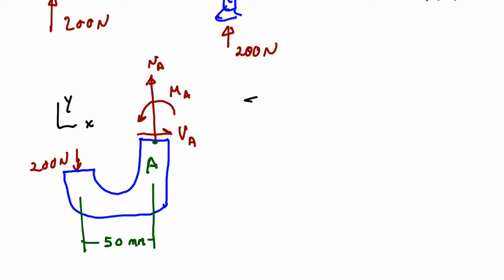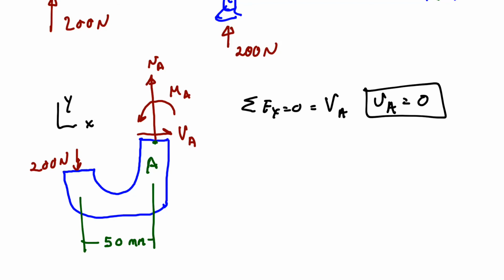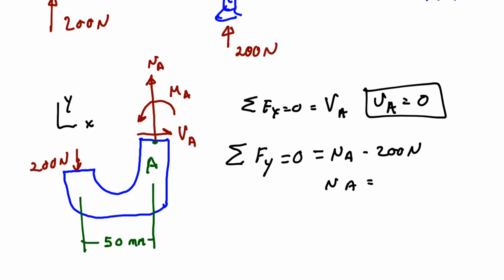Easily enough, we see that if we sum forces in the x direction, all we have in that direction is a positive VA, which tells us VA, our shear, is equal to 0. If I sum forces in the y direction, set that equal to 0. In the y direction, I have a positive NA and a minus 200 newtons. We find that NA is actually in tension of 200 newtons.